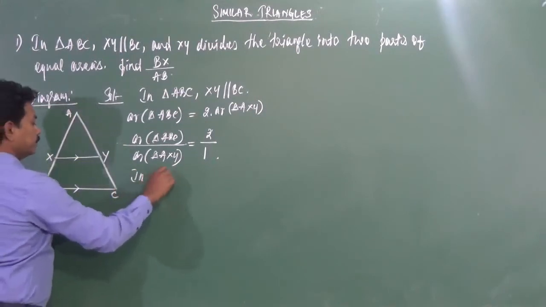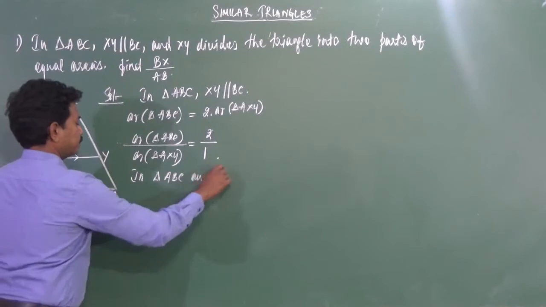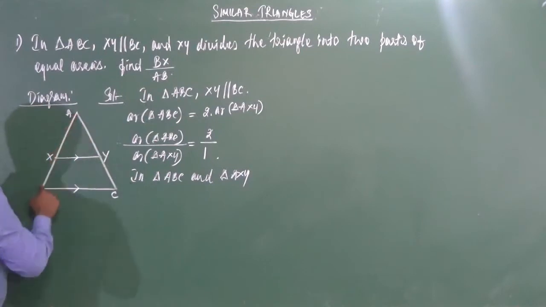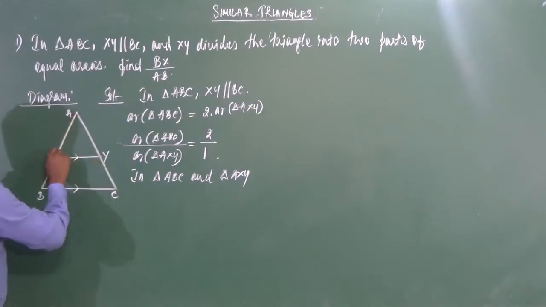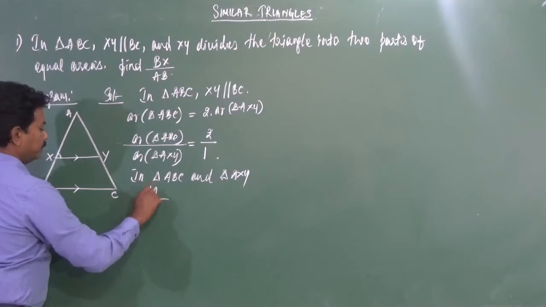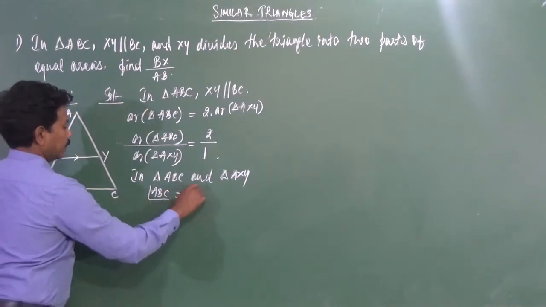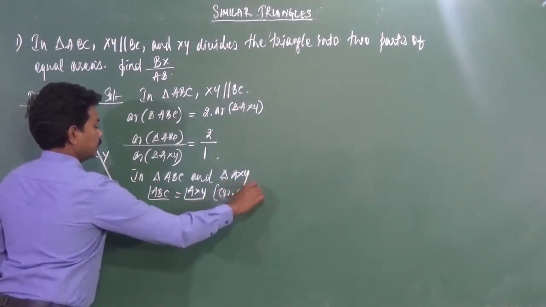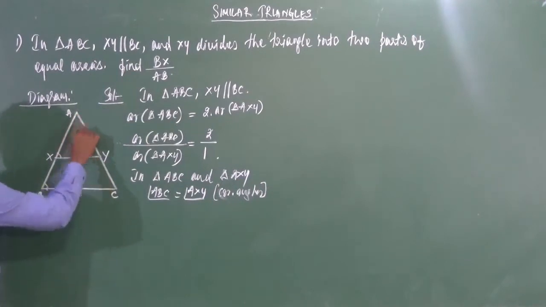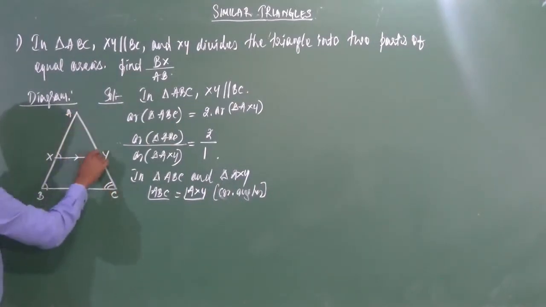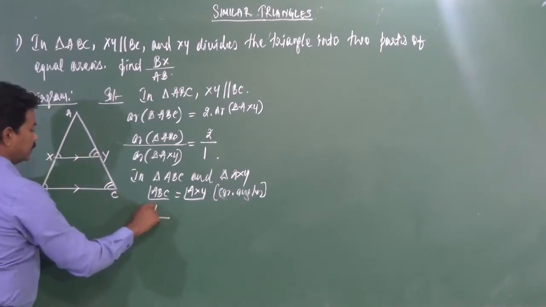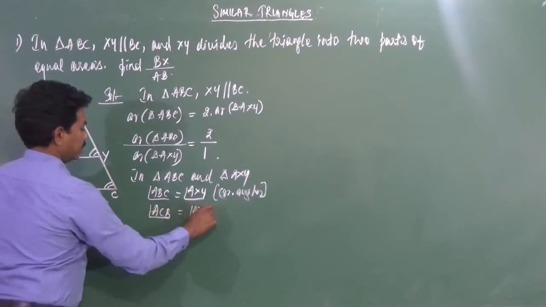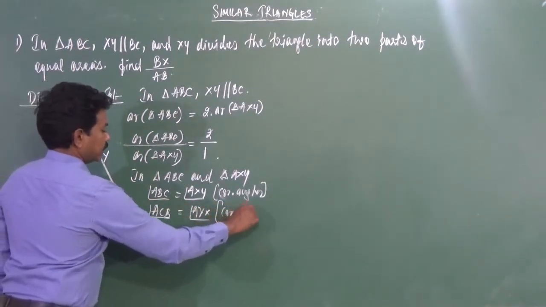So in triangle ABC and triangle AXY, as XY is parallel to BC, angle ABC will be equal to angle AXY. So these two angles will be equal because they are corresponding angles. You have to write the complete thing. And angle ACB, this angle, is equal to angle AYX, this angle. So angle ACB is equal to angle AYX. The reason is corresponding angles.